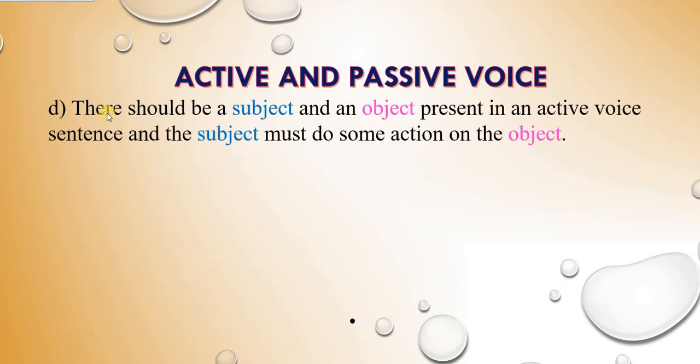One more step is there. There should be a subject and an object present in an active sentence. And the subject must do some action on the object. See, this criteria should be present in an active voice. In an active voice sentence, there should be a subject and an object. And the subject should do some action on the object. Otherwise, we cannot convert such active sentences into passive sentences.